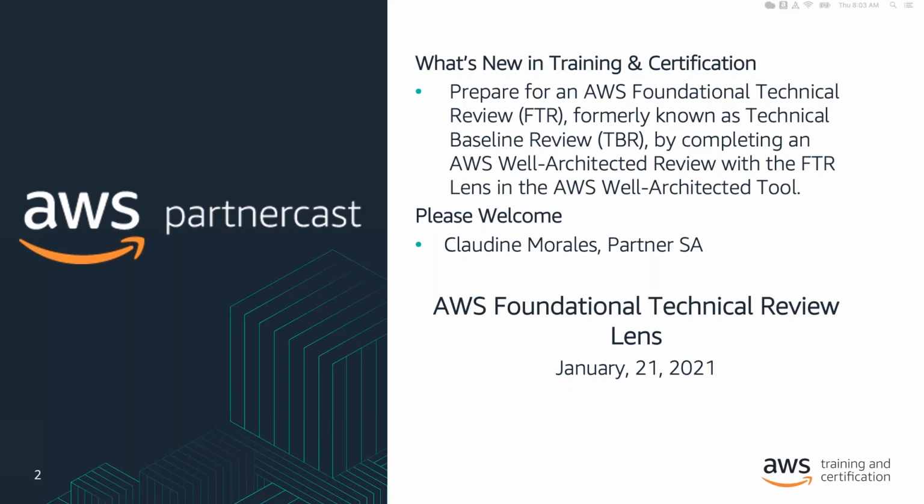So in today's session, we're talking about the AWS Foundational Technical Review Lens, launched at re:Invent 2020. In AWS Well-Architected Tool, the AWS Foundational Technical Review, formerly known as the APN Technical Baseline Review, requires independent software vendors, or ISVs, to meet specific requirements based on the AWS Well-Architected Framework in order to unlock benefits in the AWS Partner Network. The FTR Lens provides ISVs a self-service mechanism to assess readiness prior to requesting an FTR.